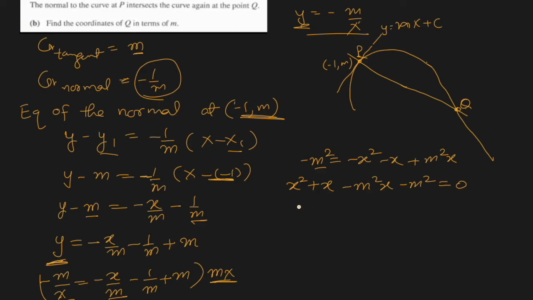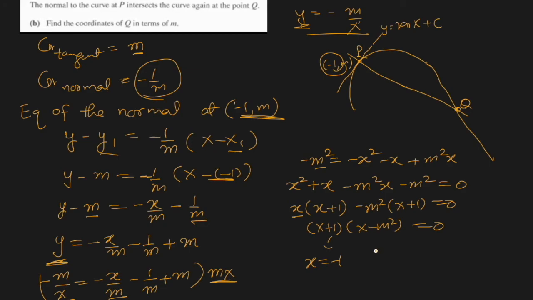So here it is x. If I take x common, x plus 1, and minus m square, if I take common here, x plus 1 equal to 0. So x plus 1 and this will be x minus m square, right? So we get two answers. Here this will give us x equal to negative 1, which we already know at P, x is equal to negative 1, and this will give us x equal to m square, which will be the x coordinate of Q.